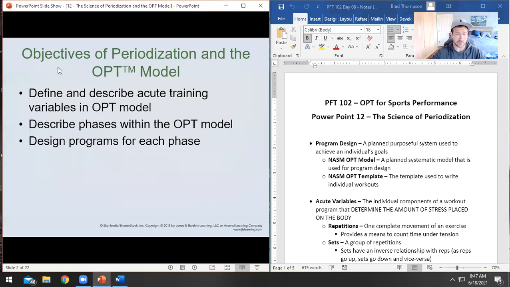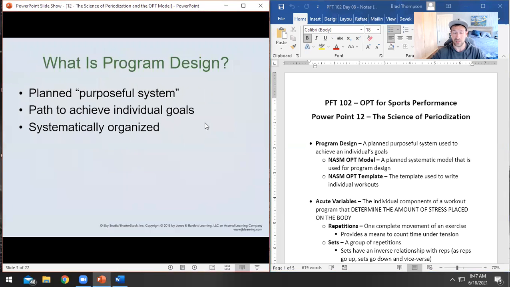So our job today, we are going to have some stuff that we need to get through that's pretty self-explanatory, but is sort of definition worthy, just because it might be a test question someday. We need to be able to define and describe the specific acute training variables. So we are going to look at what a set is, what a rep is, pretty self-explanatory stuff. Then we'll talk about the phases and be able to talk about how to design a program for each phase.